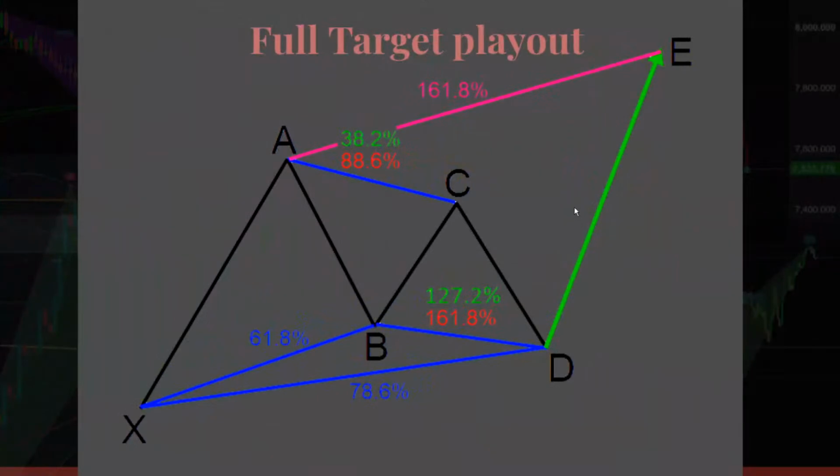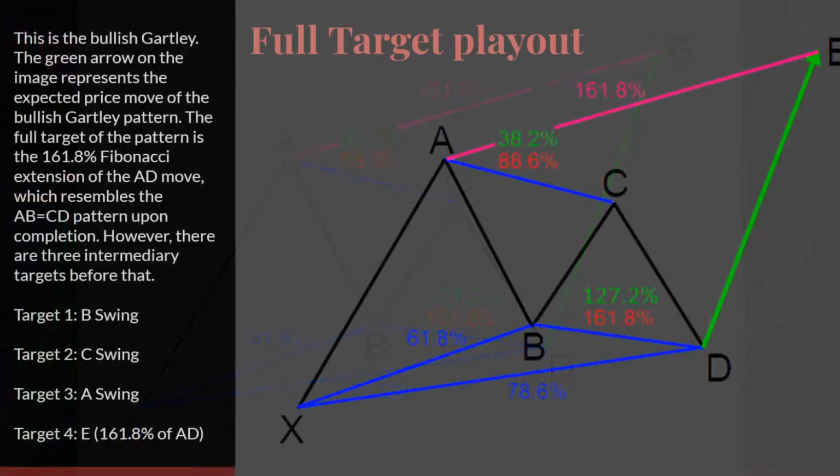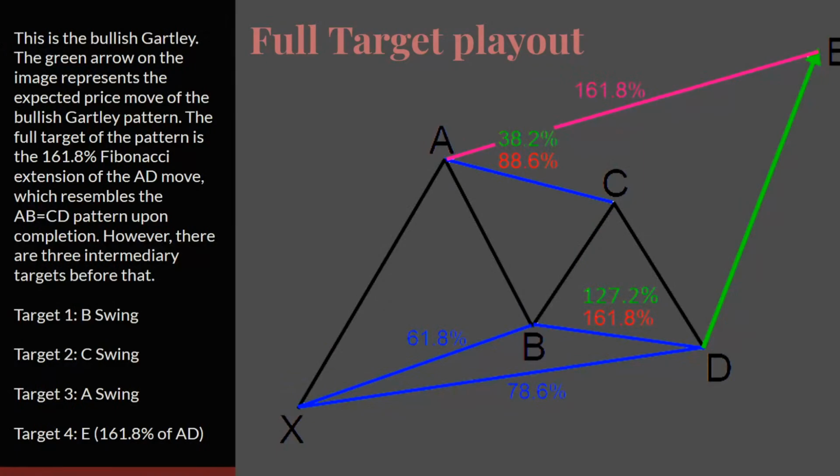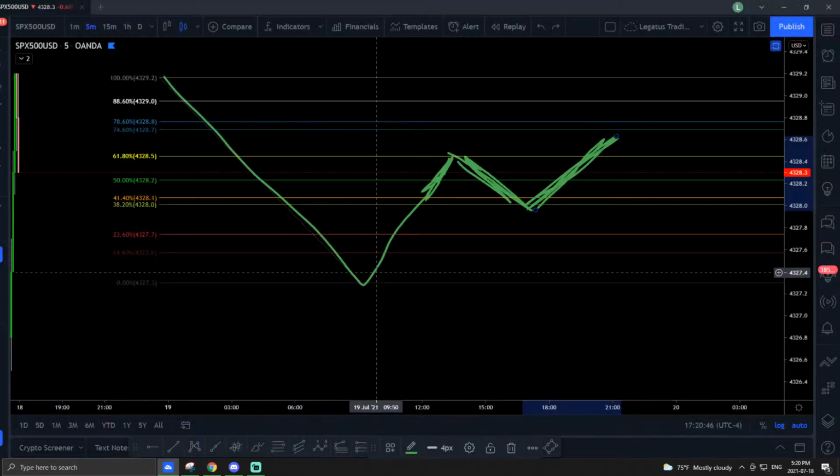Now, another really interesting thing about this pattern is the playout isn't merely just to the B point. It's actually to the 161 of the A to D. So the entire pattern gets fibs put on it, and we get to take it all the way to the 161.8. So this is the bullish Gartley. The green arrow on the image represents the expected price move of the bullish Gartley pattern. The full target of the pattern is the 161.8 Fibonacci extension of the A to D move. So basically all you would do is apply fibs from the A to the D and get your Fibonacci extension.